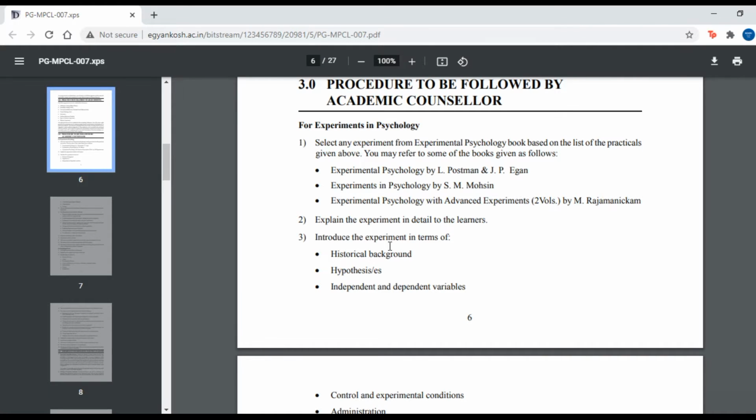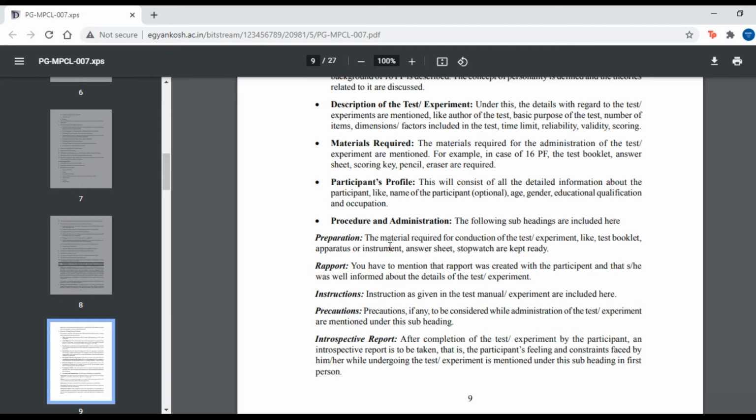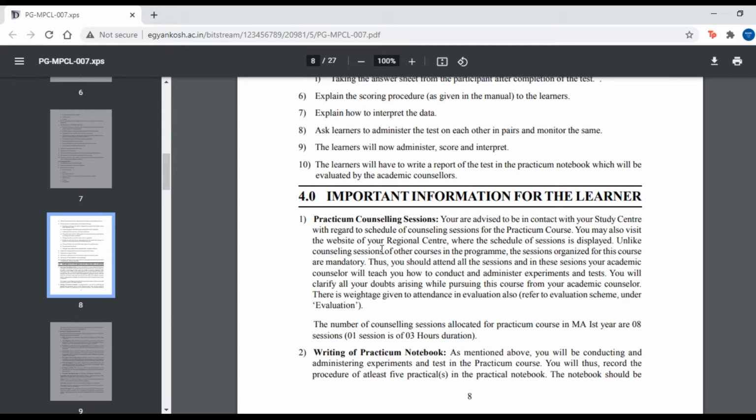Now let us move to the point number 4, that is the instruction for the learner. Practical counseling session will be conducted by your study center, and the schedule will be shared with you.